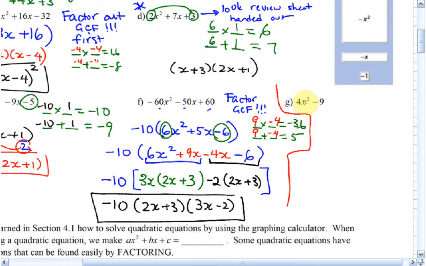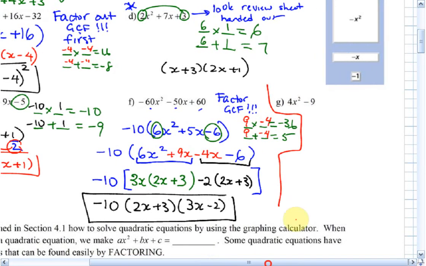Okay, 4x squared minus 9. This one is totally different. Or is it? It's just plus 0 at the end. If you want to write it in that format, it's 4x squared plus 0x minus 9.